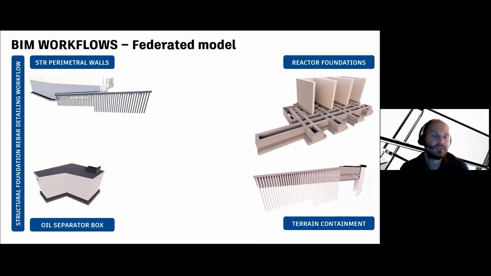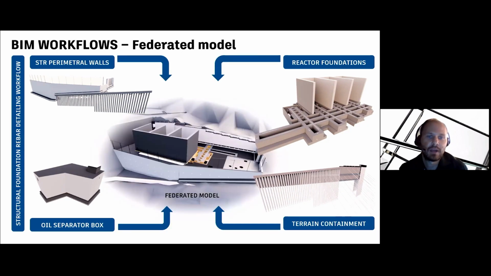So for this project, specifically, we have 4 separated models, one for each part. So we have structural perimeter walls, the reactor foundation, that is the main core of the project, the terrain containment model, and the oil separator box for facility management of the reactors. All these models have been joined into one single federated model that can help us to share the work in progress modeling with the client, to have the final quantity takeoff, and then in Navisworks to have BIM coordination for clash detection and the reports.